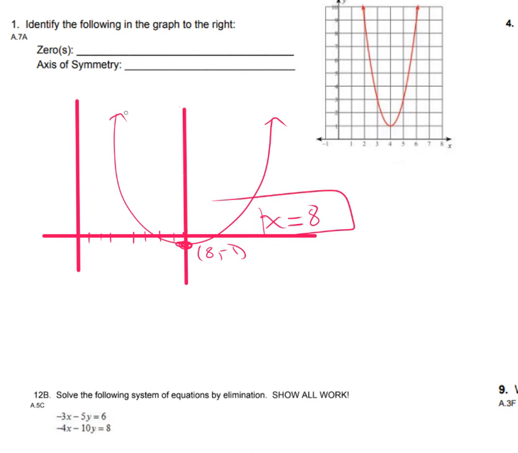A couple other things to notice. Notice that this vertex here is going to be a minimum. It's labeled a minimum because your graph doesn't go any lower than that. So this is the minimum point. This is the lowest point on the graph. Now, if a graph is going the other way, then the vertex would be a maximum point, all right? So you get the idea a little bit of those things.